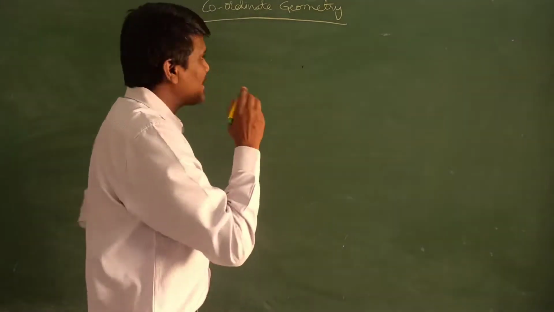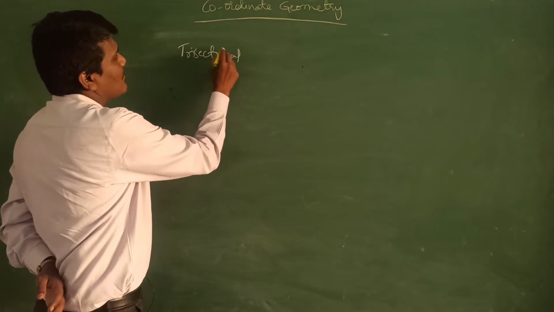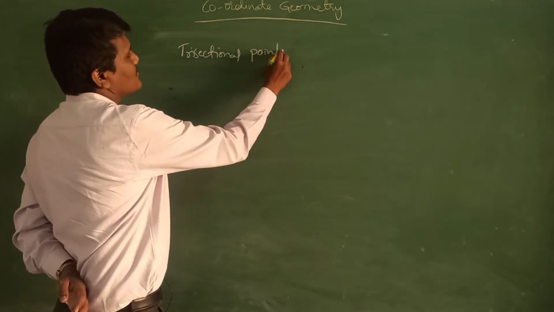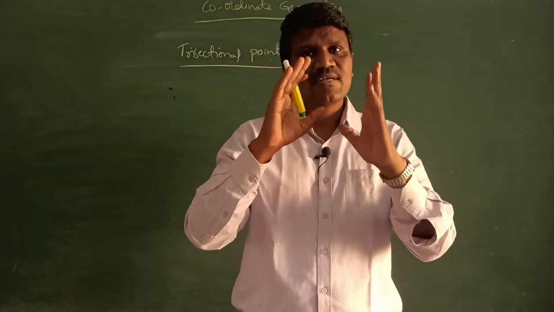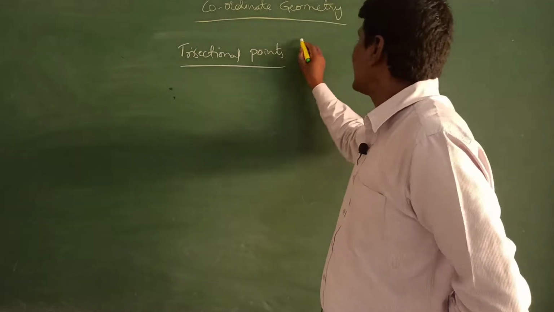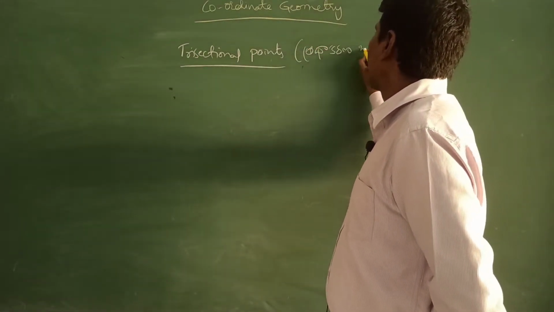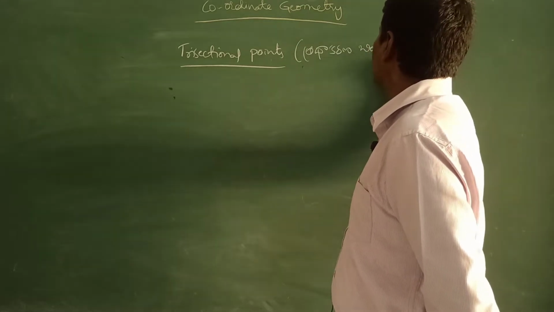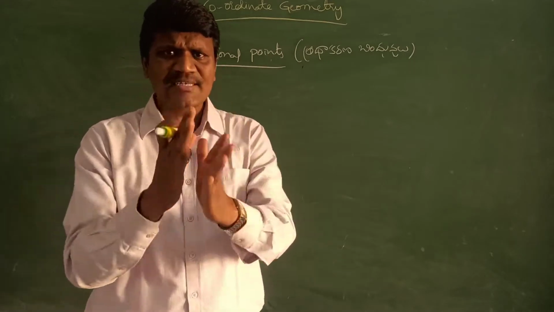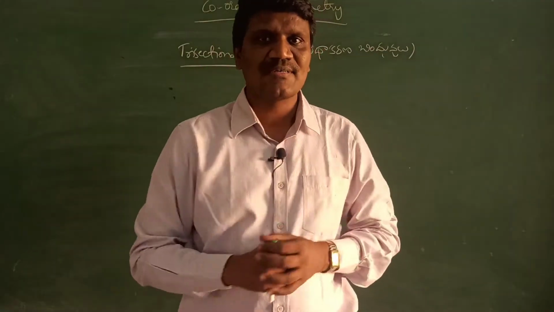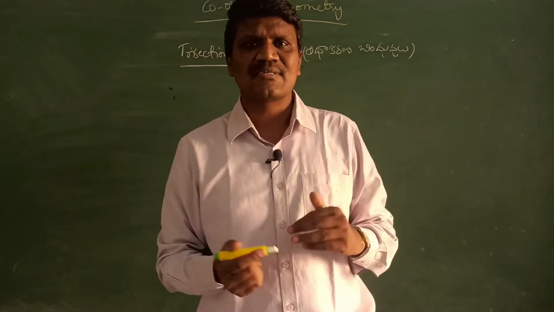First, trisectional points. In these trisectional points, the definition is the important thing, we will not solve problems. In Telugu it is tridhakarana binduvulu. Trisectional point. Section means divide, tri means 3 parts. That means if a line divides into 3 parts, what are the 3 parts?